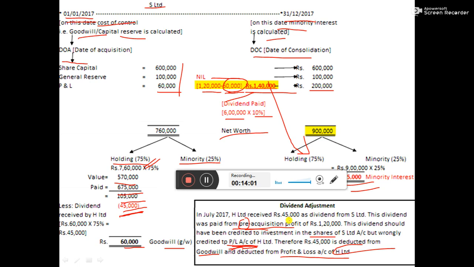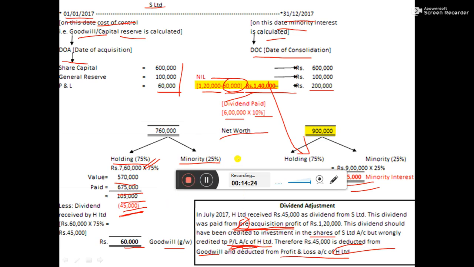But if the dividend was declared after, out of post acquisition profit instead of pre, there will be only one effect, that is it will be added to profit and loss account of holding company. That's it. Okay, with this your concept is clear.